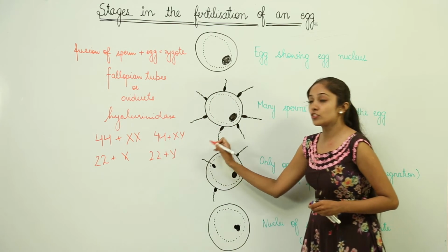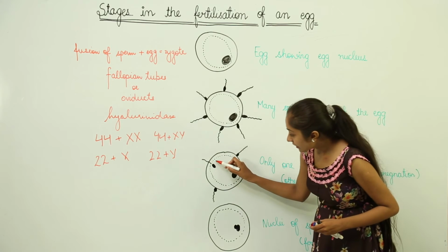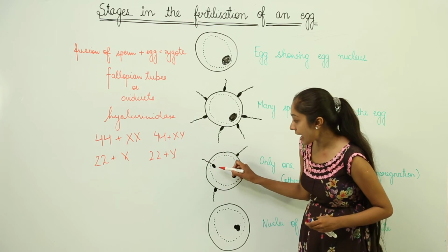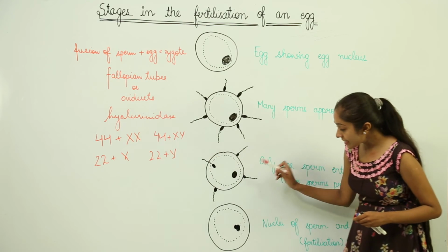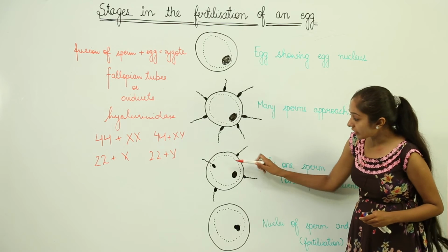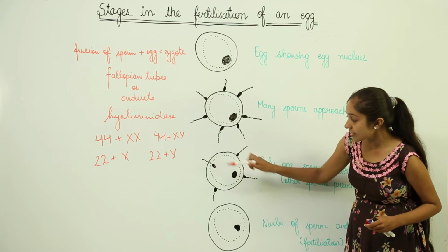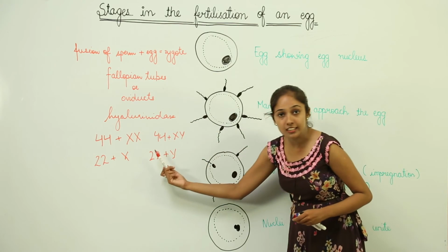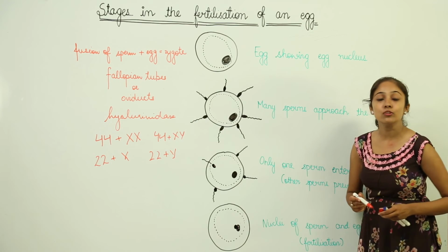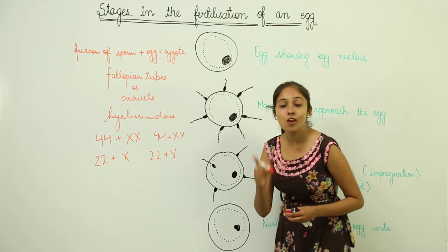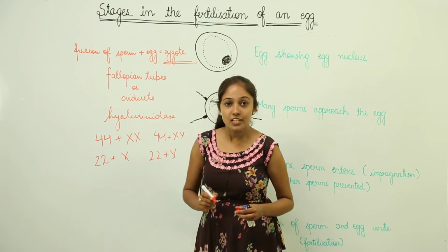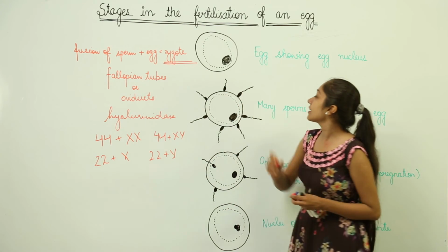So this genetic material is there in the head region of the sperm, and it is going to fuse with the nucleus of the egg. The head region, which is actually the nucleus containing the genetic material, is going to fuse with the nucleus of the egg, and this leads to the formation of the first cell of life. Remember, that is known as the zygote. So these are the stages in the fertilization of an egg.